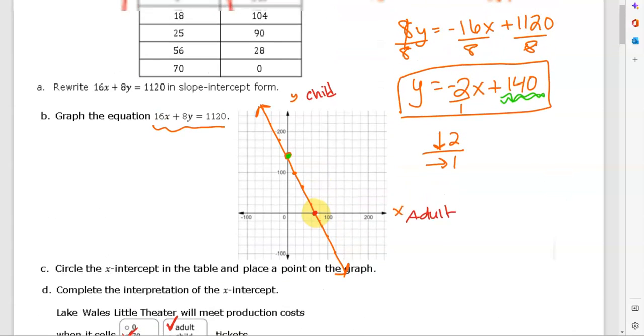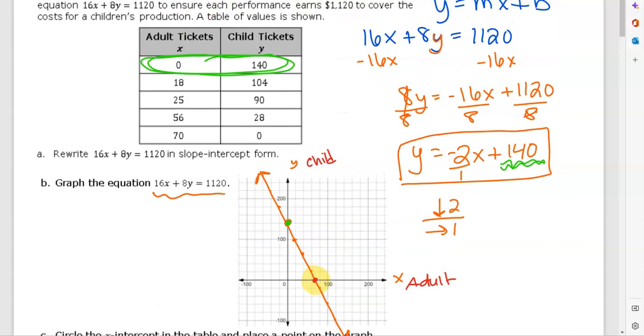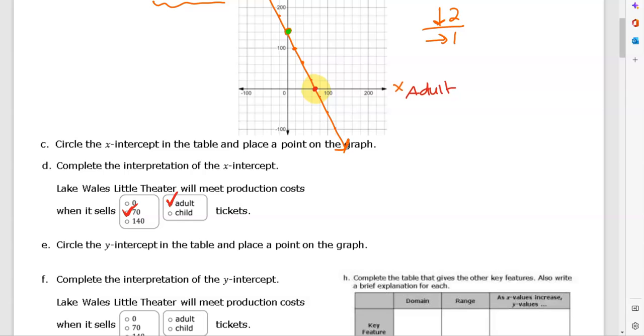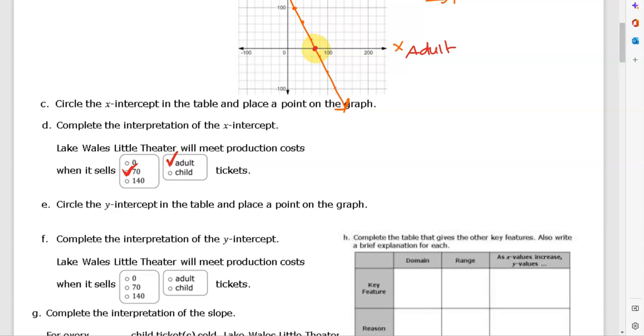Circle the y-intercept in the table and place a point. All right, we did that. We circled it and we placed our point. Complete the interpretation of the y-intercept, okay? Lake Wales Little Theater will meet production costs when it sells 140 child tickets. Good, because my Y's were child tickets. So we have interpreted our x-intercept and our y-intercept. They told me what x and y represented in the table, so we had to make sure we could apply that to our interpretation.